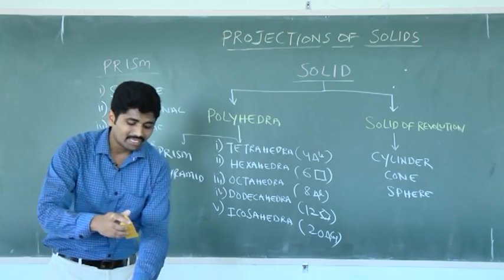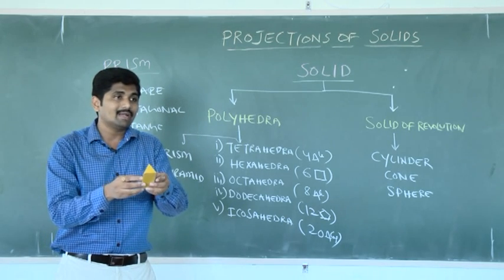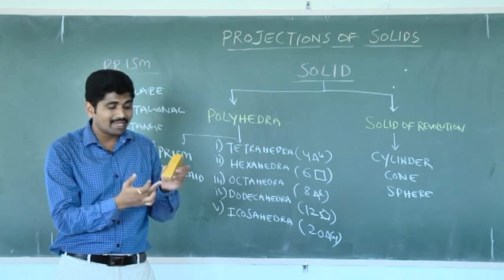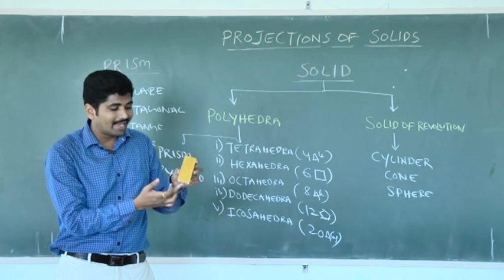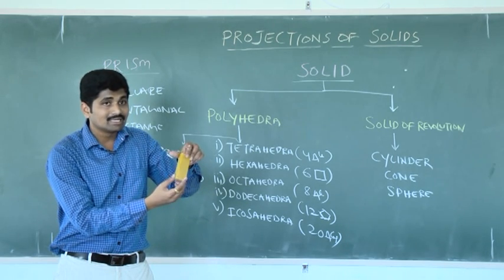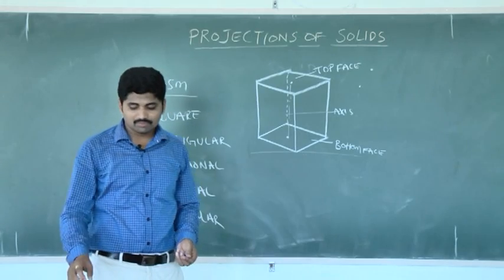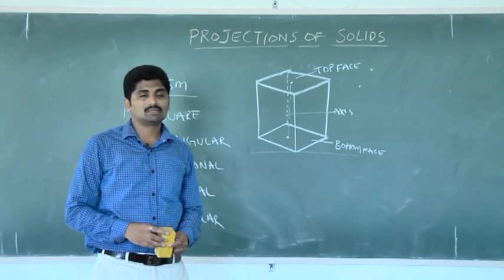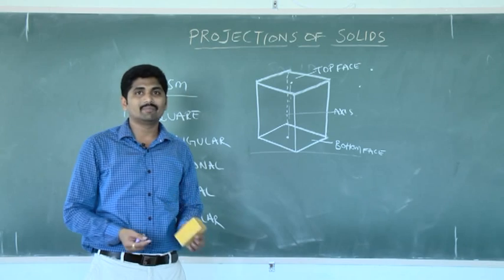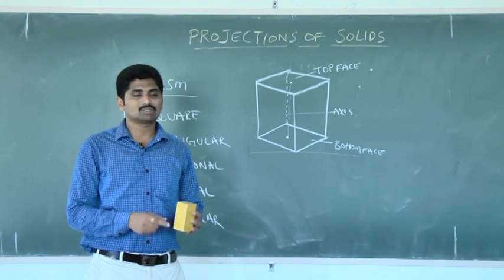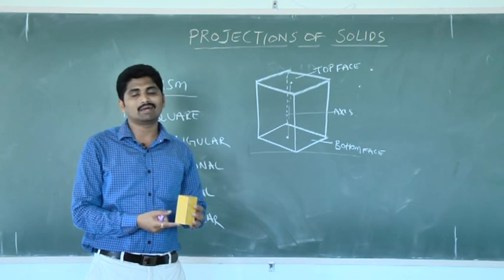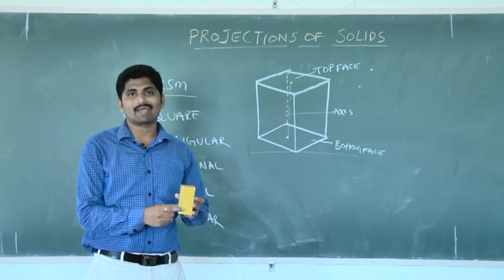And another one we have is the triangular prism. Here the top face is a triangle and the bottom shape is also a triangle, and the surrounding faces are rectangles. This is called the triangular prism. We already know a prism is a solid bounded by two plane figures, that is, the top face and bottom face are similar and the surrounding faces are rectangular.